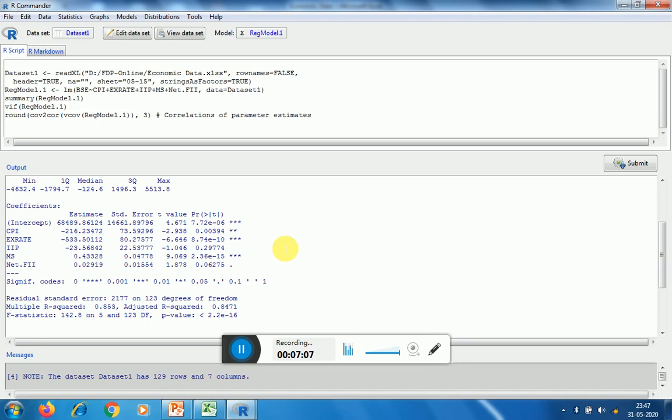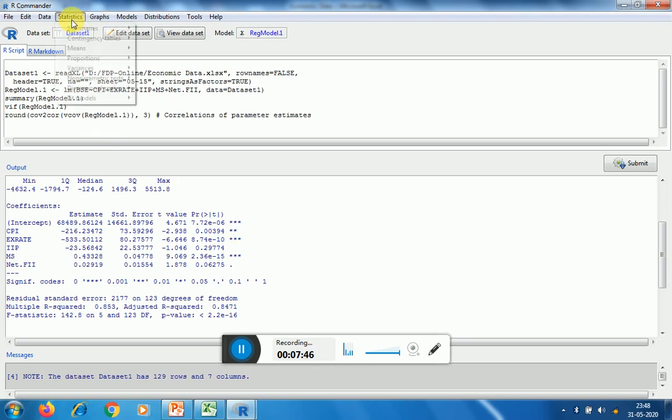Now one simple step that we can perform for eliminating the less significant variables or non-significant variables is that here we can see the p-value associated with these various estimates. If we check, this value is observed to be the highest value amongst the others. So this value corresponding to IIP is 0.29774. So we can eliminate this variable first when we are performing the stepwise regression.